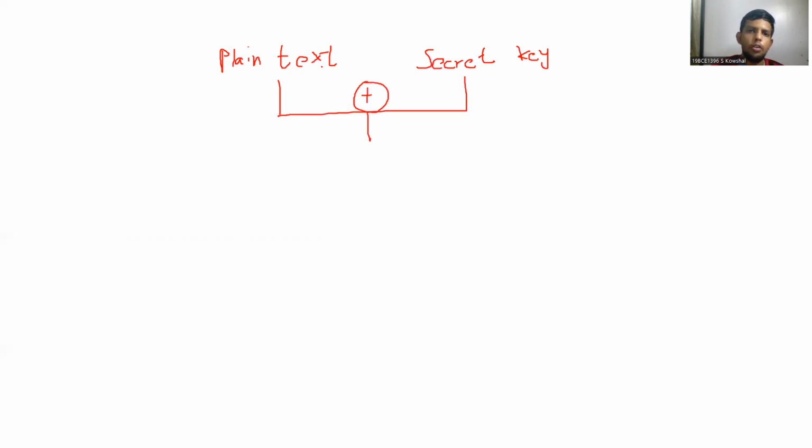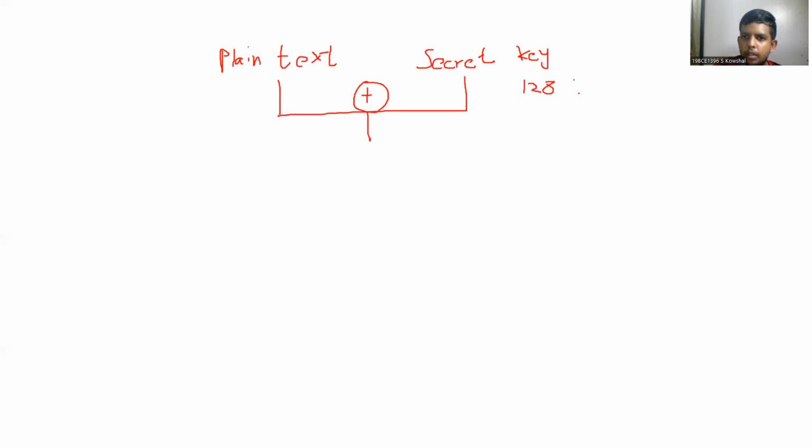So let's have plain text. This plain text is first combined through an XOR operation with my secret key. The XOR operation is represented by a plus inside a circle. My secret key can be of varying size, as I mentioned before.